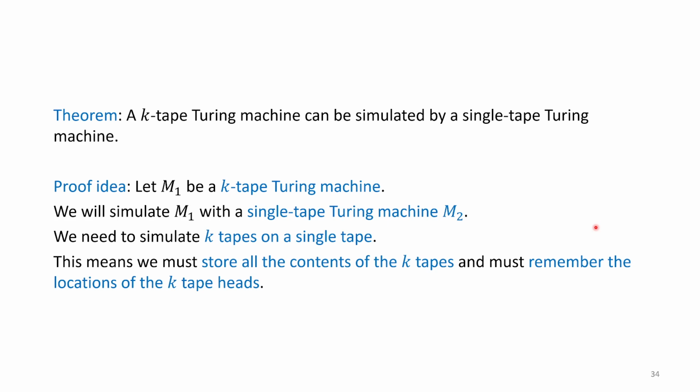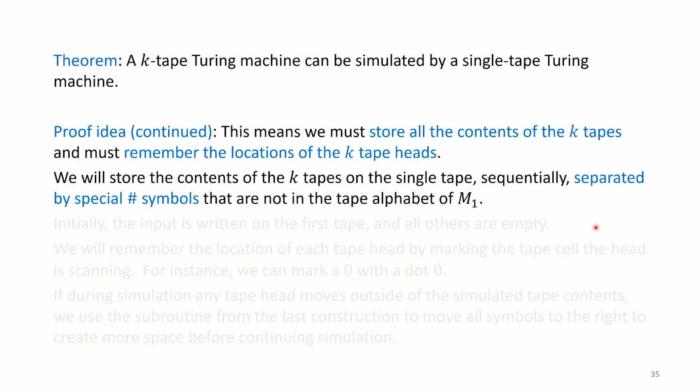That seems maybe problematic. And we must remember the locations of all of our K tape heads, because we only have one tape head that's going to be doing a lot of scanning back and forth, and we're going to have to remember where the other tape heads are so that we can simulate their actions. So those are the two main things that we're going to have to focus on in our proof. The first thing is, how are we going to keep our multiple tape contents separated or available for us to simulate on a single tape?